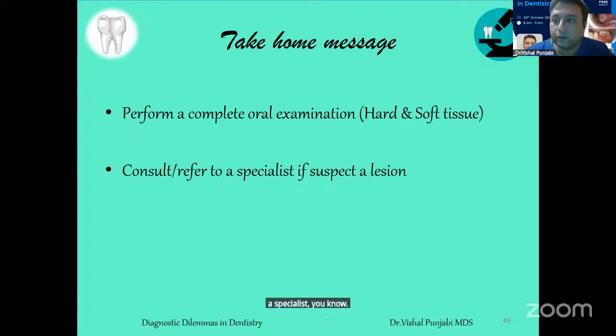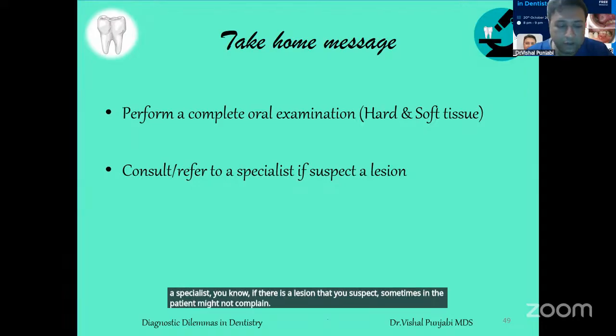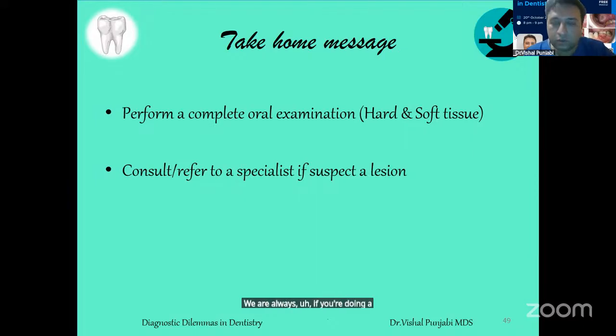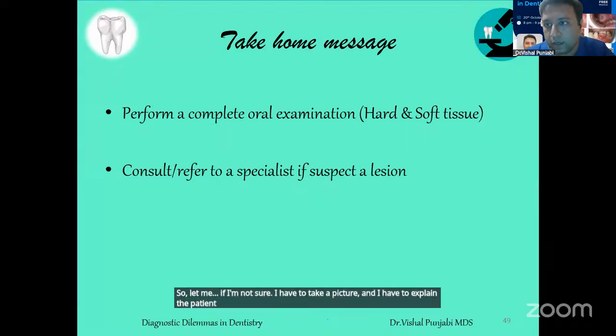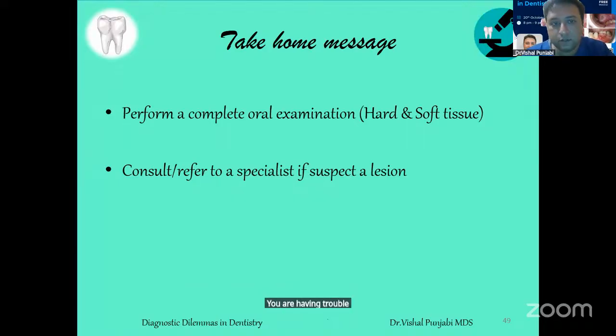If there is a lesion that you suspect, sometimes the patient might not complain. If you are doing a root canal on tooth number 36, you are reflecting the buccal mucosa, and you are observing, okay, there could be a very initial white patch. Let me just scrape and check. Okay, it's non-scrapable. So if I'm not sure, I have to take a picture and explain to the patient. Let's see, you're smoking. Yes. You are having tobacco. Yes. So there is a chance that you have something like a leukoplakia patch, and that requires some kind of treatment before it becomes a malignant transformation, before it becomes anything serious.